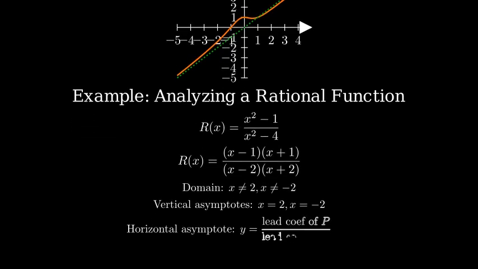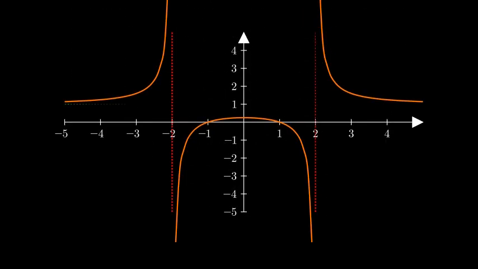Since the degrees of the numerator and denominator are both 2, the horizontal asymptote is at y equals the ratio of the leading coefficients, which is 1. No factors cancel out, so there are no holes in the graph.